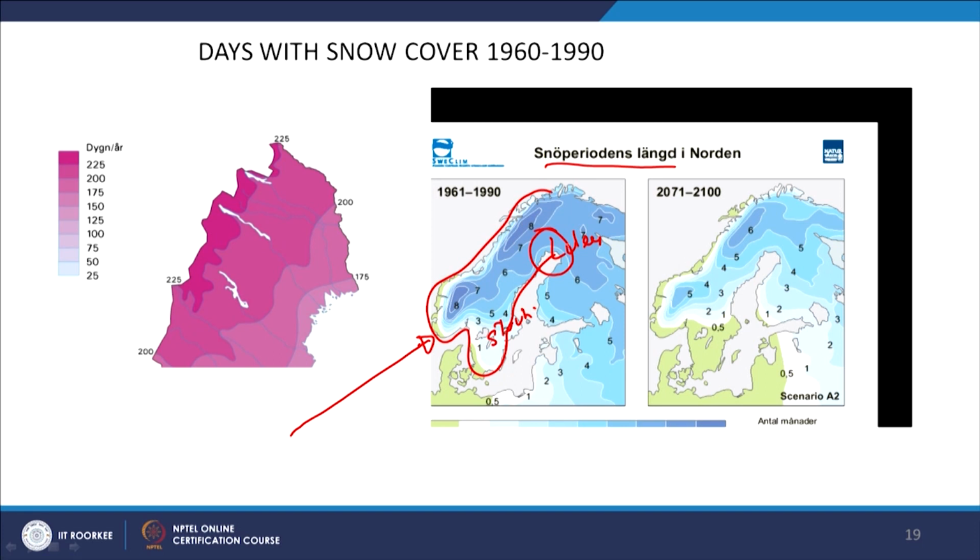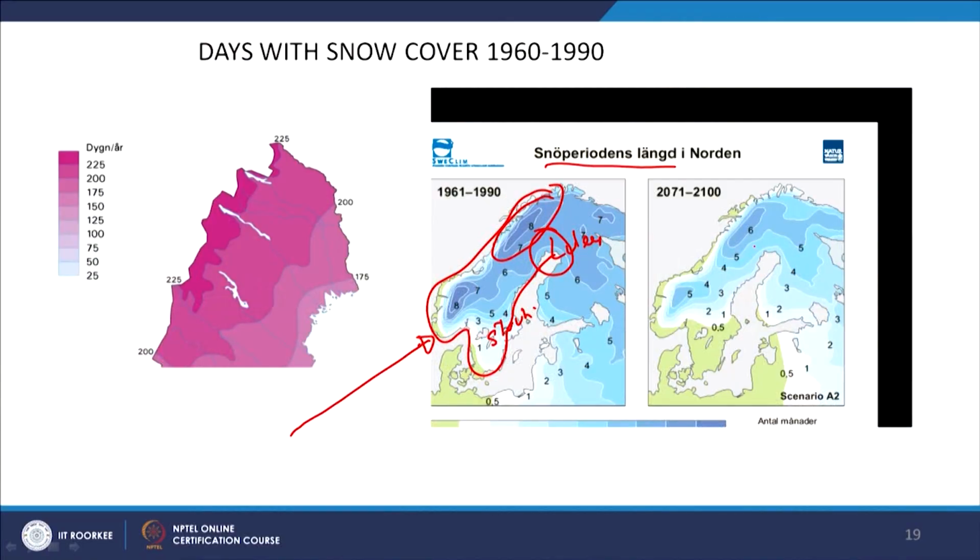So the moment we look at how we are getting more snow, you can see a decadal transition, with predictions from 1961 to 1990. The northern parts still have much longer snow periods, but gradually, if you look at the predictions from 2071, it becomes lighter. So things are changing because of climate change and the weather conditions. That is how it is changing.